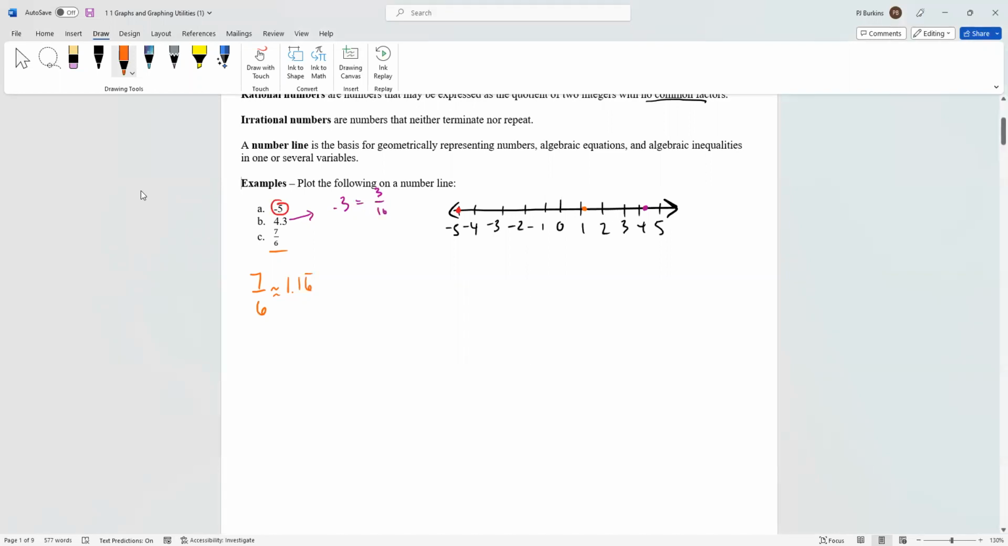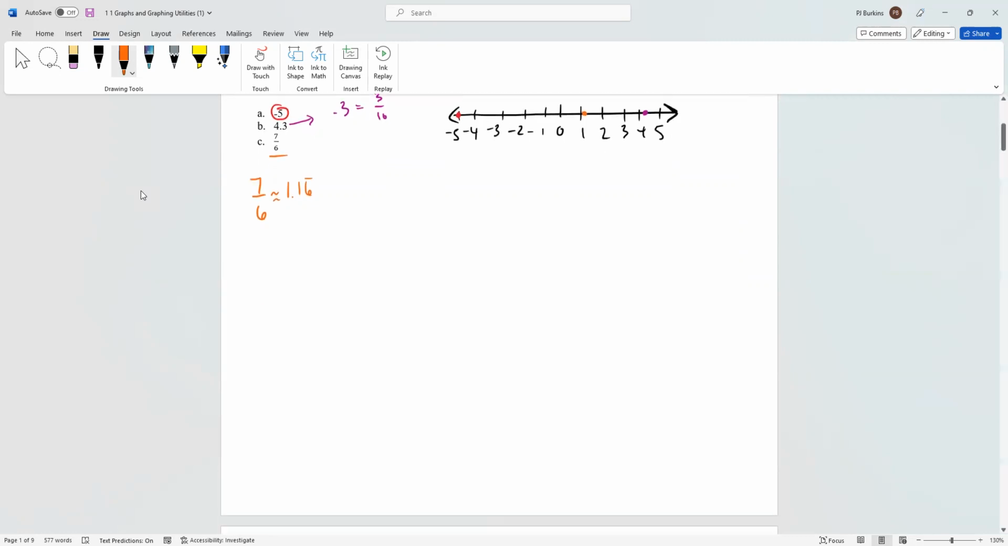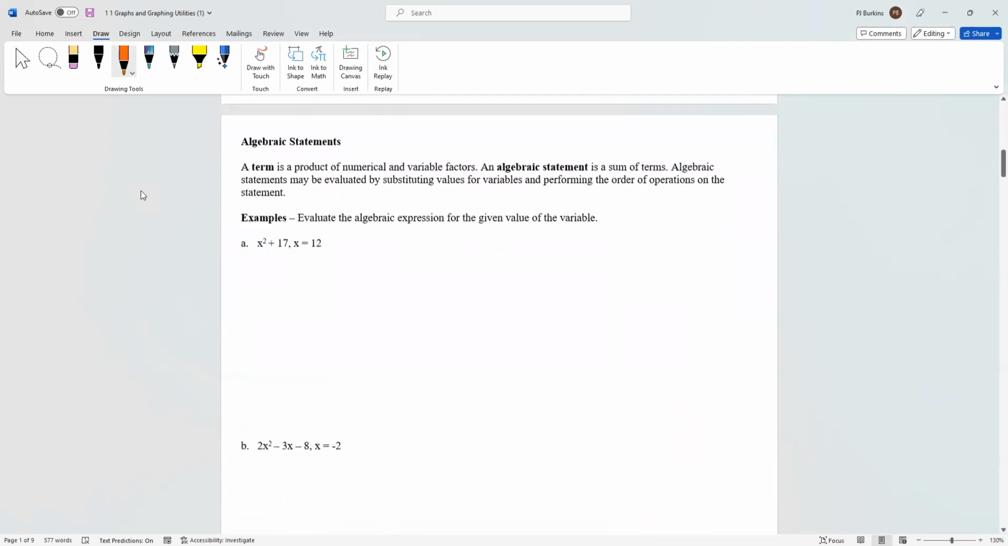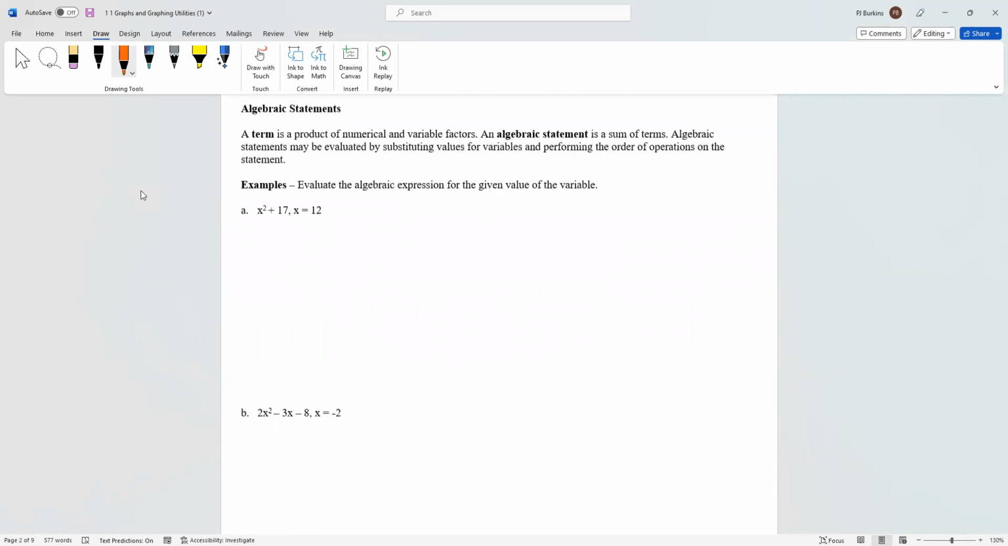All right, so let's continue on to the algebraic statements. So for an algebraic statement, we're going to have the sum of terms. And that just means that we've got a couple different things added together. So for instance, in this first problem, I've got x squared, right? That is a variable. And then I've got 17, which is a constant. Both of these are terms, right? So this technically has 2 terms.